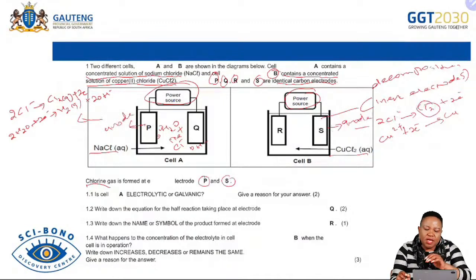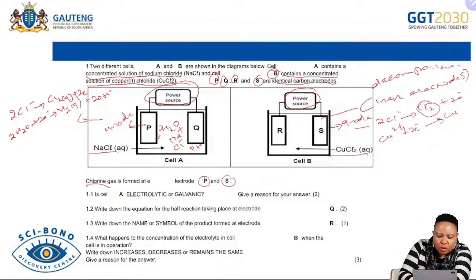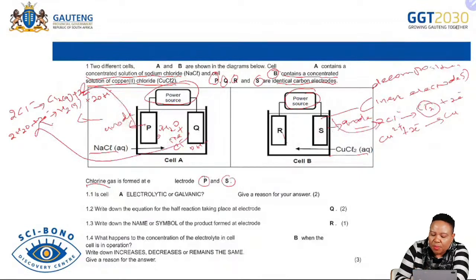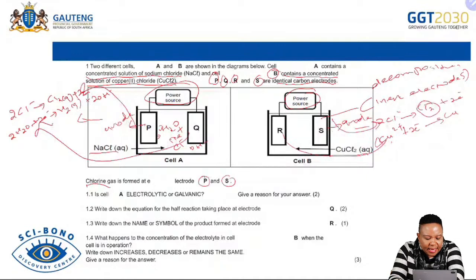So we expect P to undergo oxidation. At P, that is where we will find the oxidation reaction, and also on the other side at S, that's where we'll find our oxidation reaction. It means at P and at S we are going to find our chloride half cell. Then this one is going to be our reduction half cell, and also this one is going to be our reduction half cell.